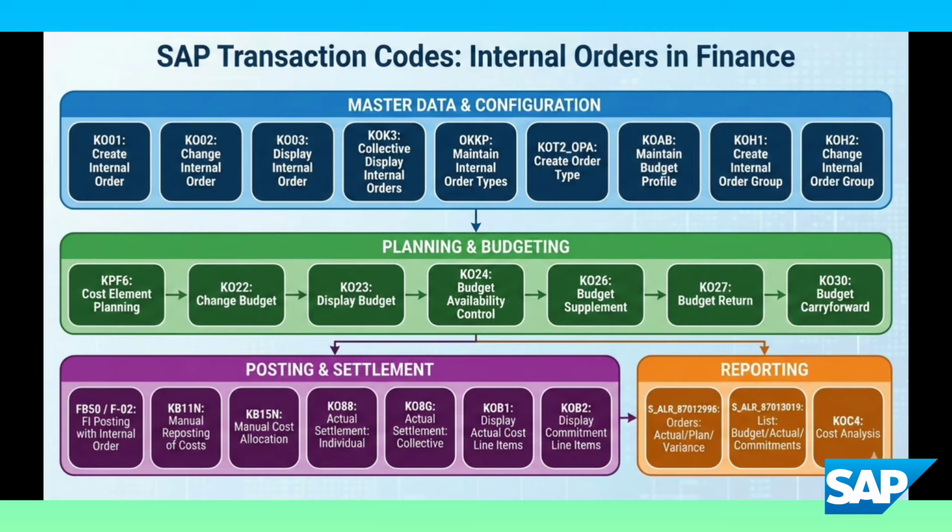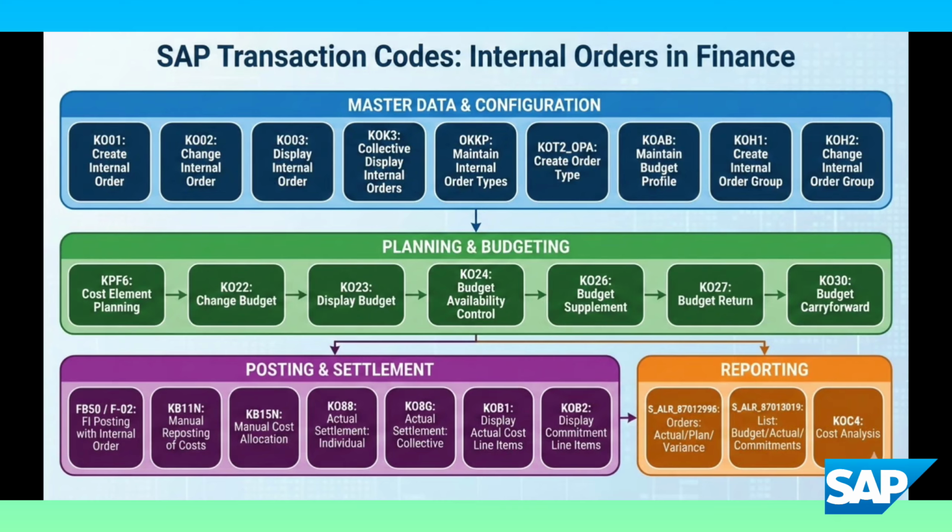These are the master data and configuration T-codes. KO03 is display internal order. KOK3 is collective display of internal orders. OKKP maintains internal order types. KOT2_OPA creates an order type.